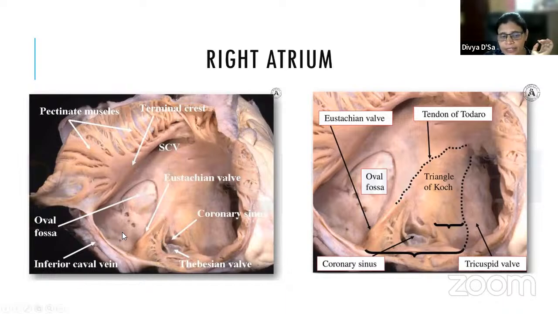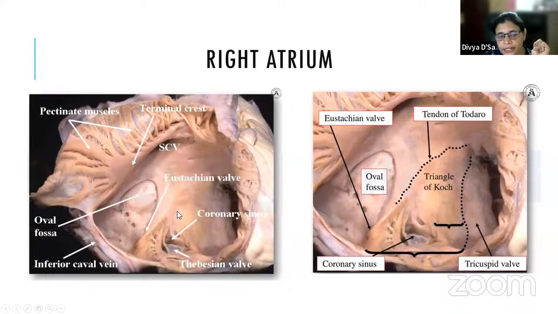In addition to that, there are small openings which we call the foramina venarum minimarum. Foramina is the plural of foramen, venarum is veins and minimarum is small. So the small veins open on its surface, and these openings are present.